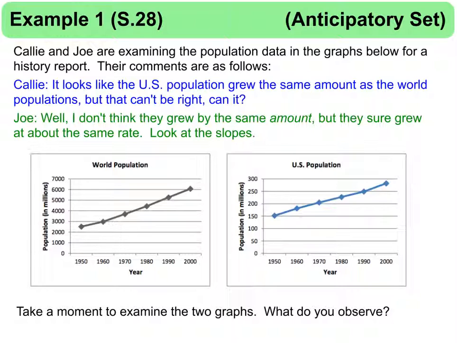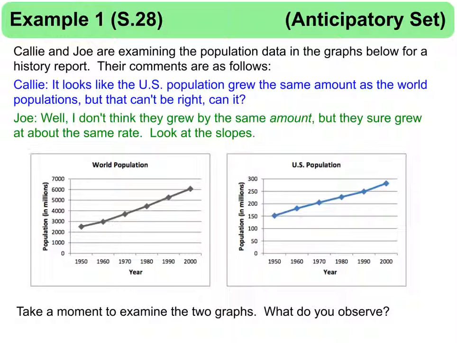So in example number 1, it starts off with a scenario where we have two students named Callie and Joe examining population data for a history report. Each of the students makes a couple of comments after looking at their respective graphs. Callie says it looks like the U.S. population grew the same amount as the world population, but that can't be right, can it? And then Joe responds, well, I don't think they grew at the same amount, but they sure grew at about the same rate. And Joe's defense is, he says, look at the slopes.